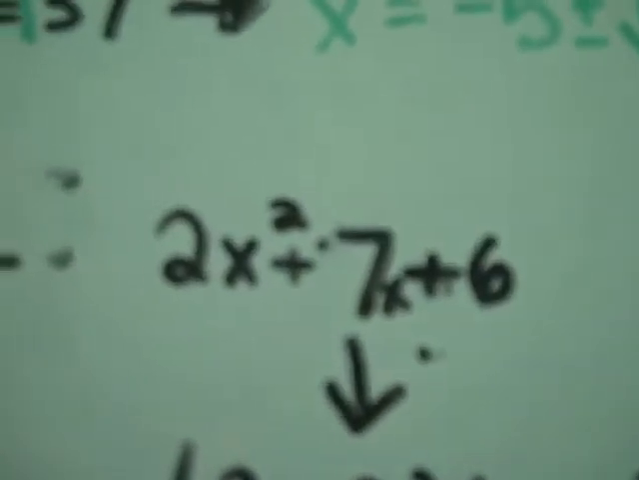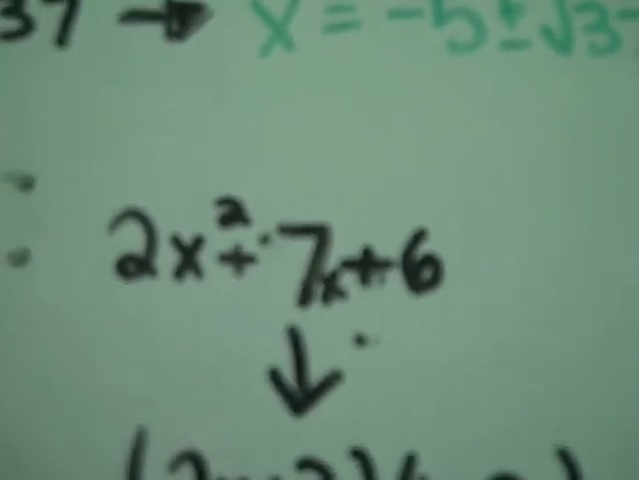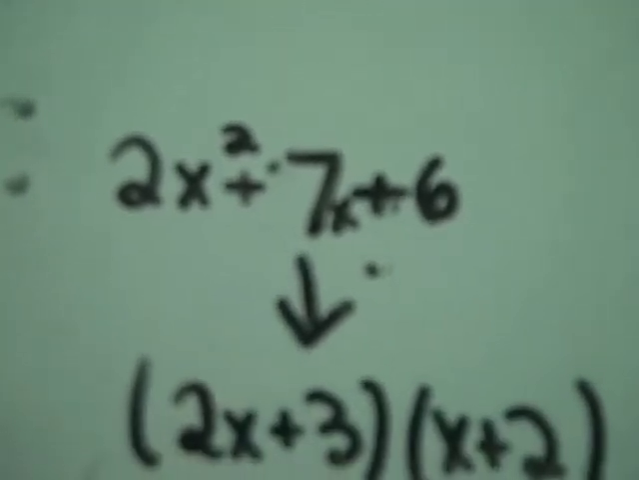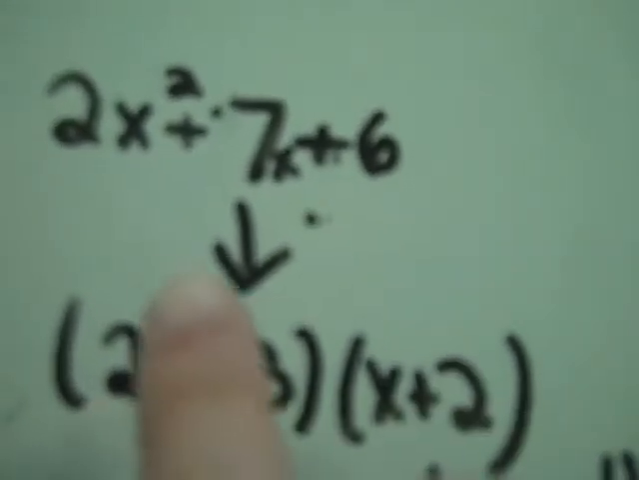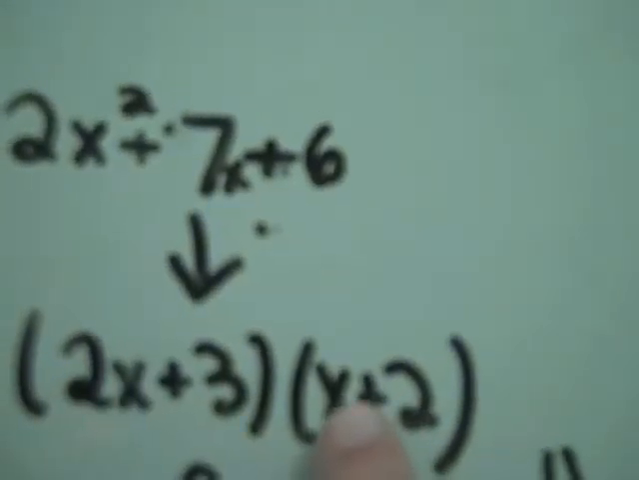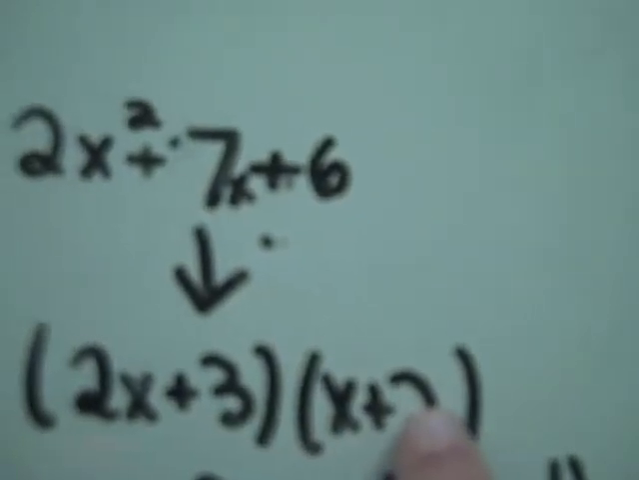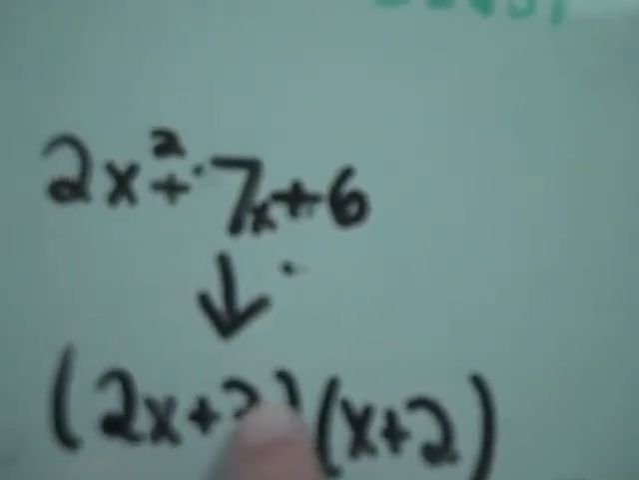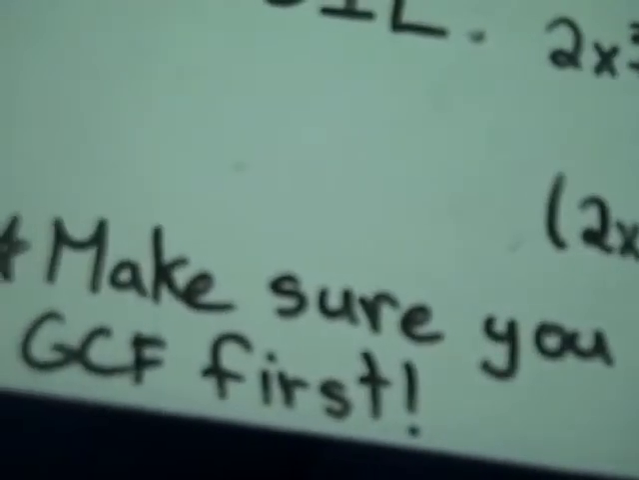Foiling is another method. 2x squared plus 7x plus, there's no really good way to go about this. You just have to have this value and this value times each other to equal 2x squared, and this value to equal 6, and if you add these, they have to equal 7. Make sure you factor the GCF first.